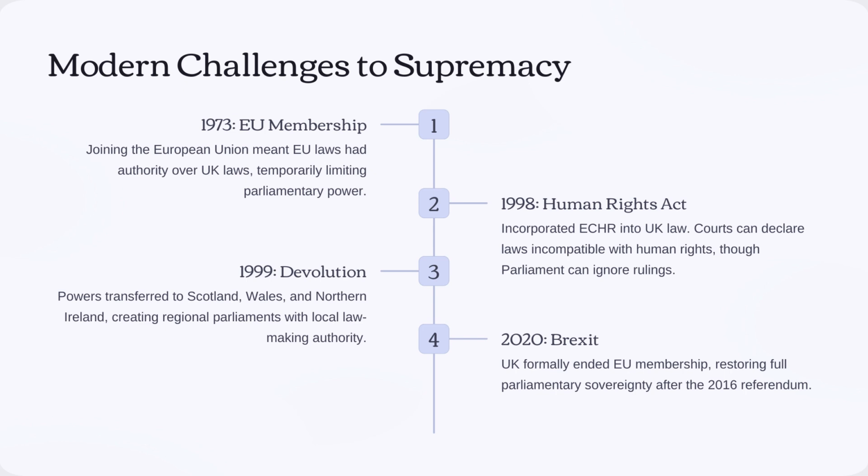1999, Devolution. Powers transferred to Scotland, Wales, and Northern Ireland, creating regional parliaments with local law-making authority. 2020, Brexit. UK formally ended EU membership, restoring full parliamentary sovereignty after the 2016 referendum.